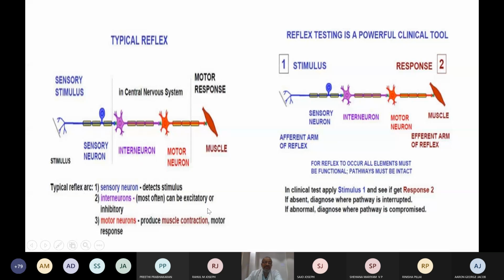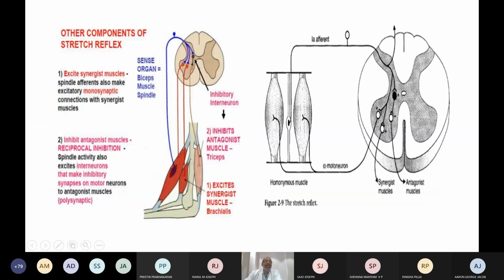So yes, you are going to have the sensory neuron detecting the stimulus. Interneuron may be excitatory or inhibitory if it is present, otherwise in monosynaptic it will not come. Motor neuron producing the muscle contraction as a motor response. Understood? So that is number 2. So yes, other components, you have to know that.